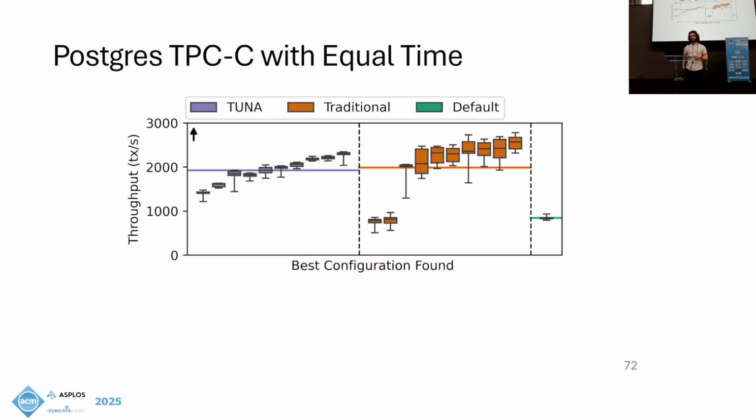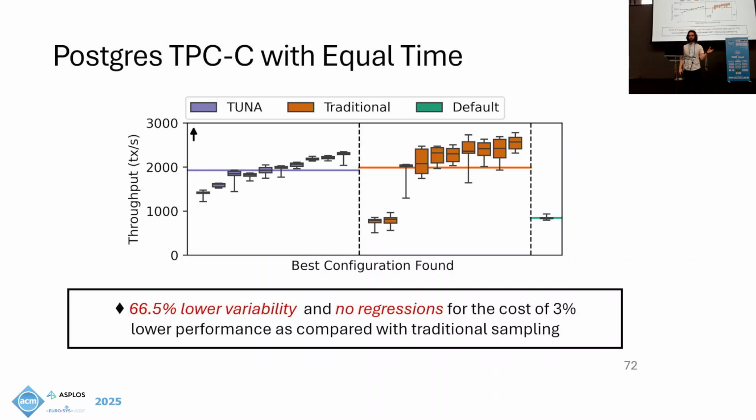Now, if we add the runs that we saw in TUNA, every single one of these is representative, essentially, of what we saw during tuning. We have much tighter variability, and we find that compared to traditional tuning, we have 66.5% lower variability, and importantly, we have no regressions from what we saw. And we should note that we do have 3% lower performance, but importantly, you can actually trust this performance, which we find to be extremely important for cloud providers trying to provide a service or a SaaS offering.